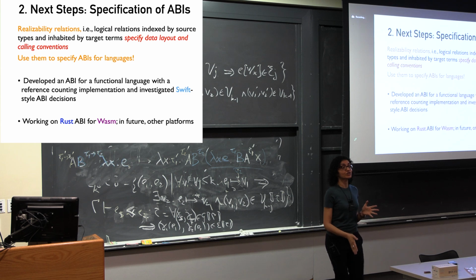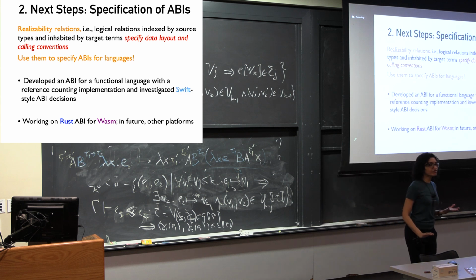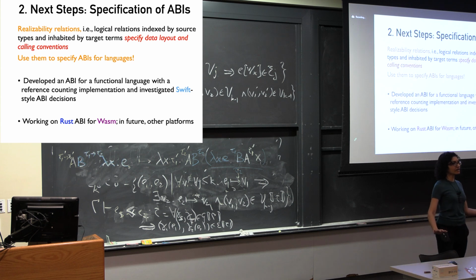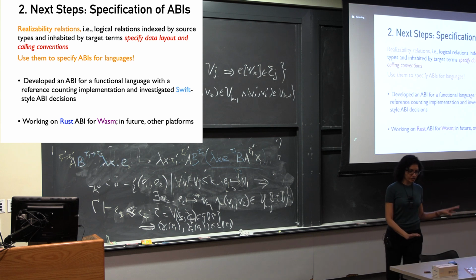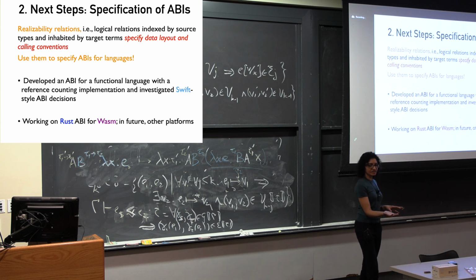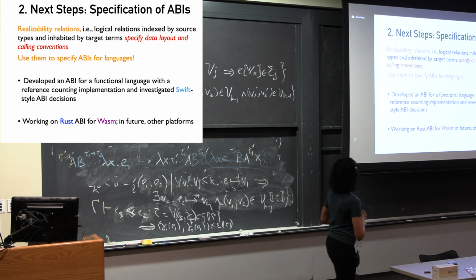The logical relations that I've been showing you in the slides, which are indexed by source types but inhabited by target terms, we've been referring to them as realizability relations. This goes back to a paper by Nick Benton around 2007 or 2009. He was not looking at interoperability at all, but he was saying, when target code actually implements or realizes the behavior of a source term, let's refer to these as realizability relations. So that's another phrase to keep in mind. You might see it in the literature.